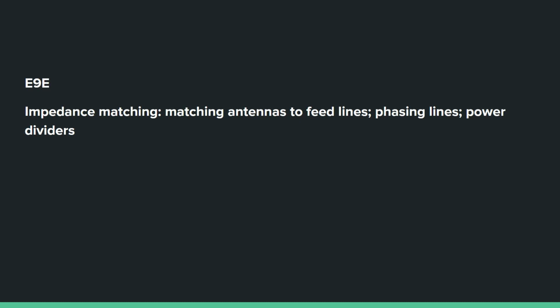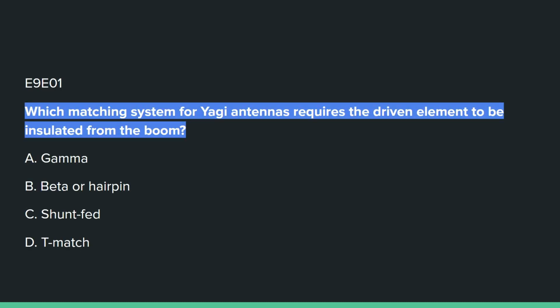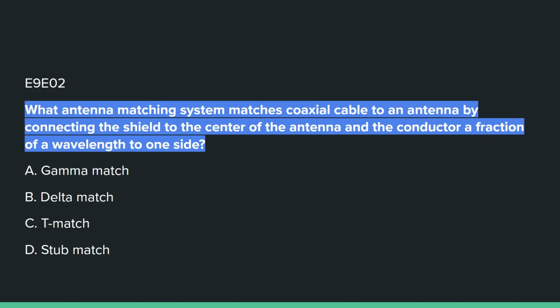E9E covers impedance matching, matching antennas to feed lines, phasing lines, and power dividers. E9E01, which matching system for Yagi antennas requires the driven element to be insulated from the boom? B. Beta or hairpin. E9E02, what antenna matching system matches coaxial cable to an antenna by connecting the shield to the center of the antenna and the conductor a fraction of a wavelength to one side? That's A. Gamma match.